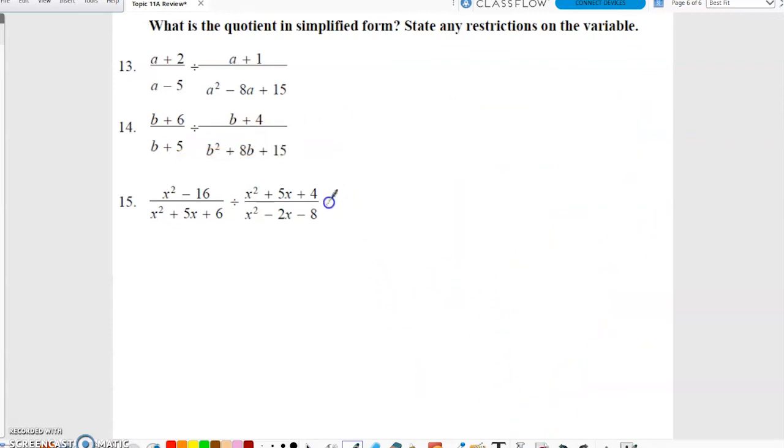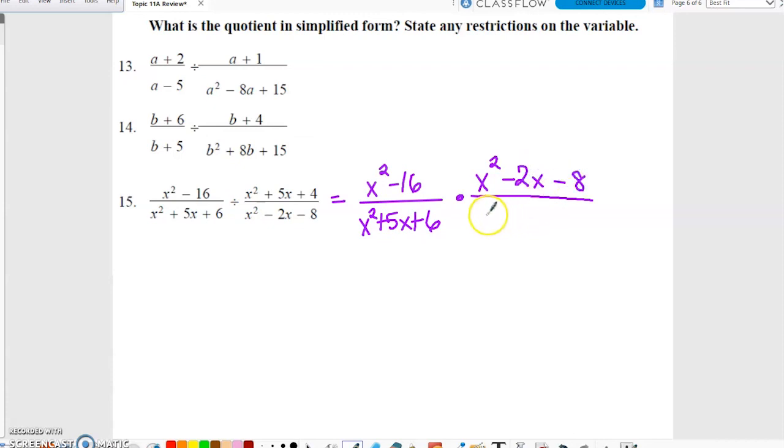All right, looking at 15, this one's a little more complicated, but same idea. We're going to start by doing keep, change, flip. So going to keep the x squared minus 16 over x squared plus 5x plus 6. Now multiplied by x squared minus 2x minus 8 over x squared plus 5x plus 4.